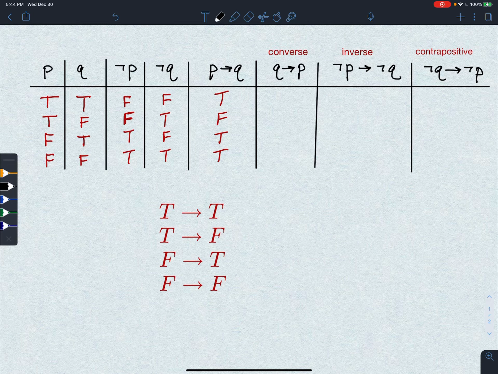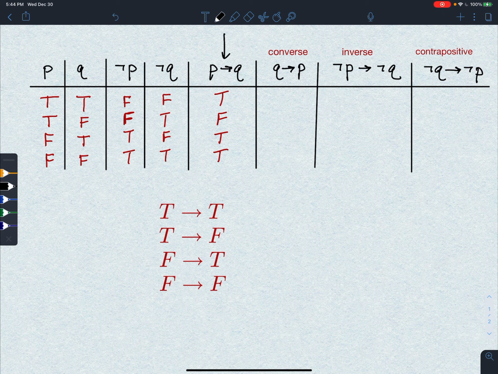So in this video, we're going to compare and contrast the different implication forms: the conditional, the converse, the inverse, and the contrapositive. And you notice that I already have the conditional, the P implies Q column filled out, because that's kind of common knowledge. We already have established that. So the thing to keep in mind is that conditionals have a general framework.